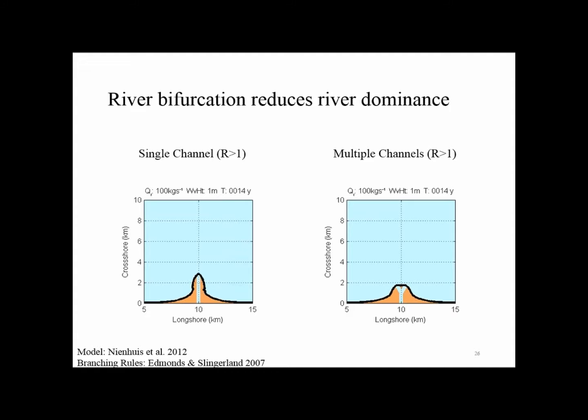You can also do this in a simple model that we created. Let's say we just have one single channel. This is looking at a delta from the top again. If we have one single channel, it keeps this river-dominated morphology. But if we allow this channel to split, it effectively splits the fluvial sediment and brings it back to this wave-dominated shape.